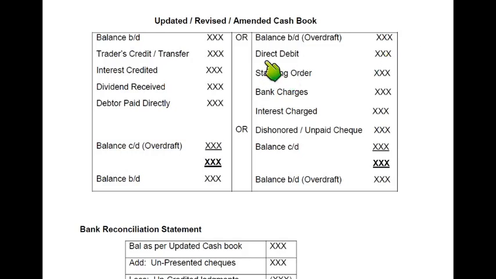See, the bank has debited my account. So what I will be doing, I will be doing the opposite. I will be crediting my cash book. Now standing order is also somewhat similar. Let me show you with an example.